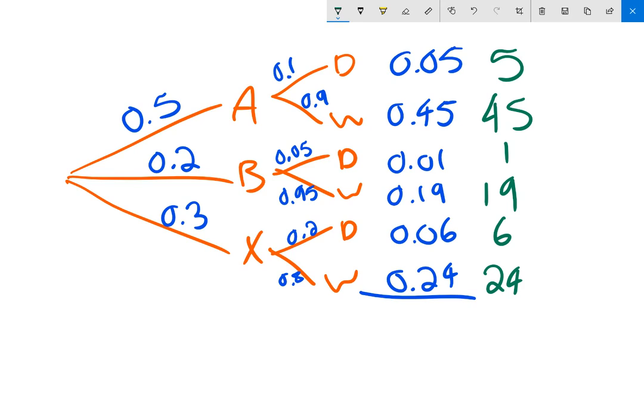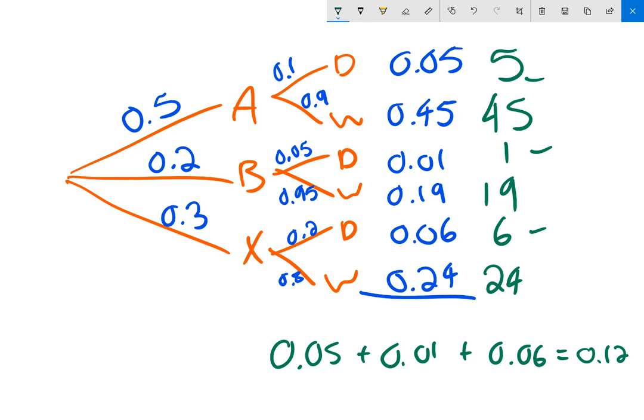So this person has a defective CD. If you count up all the defective CDs, you would have 5, 1, and 6. If you do the decimals, 0.05 plus 0.01 plus 0.06 is 0.12. But if you count up the CDs, 5, 1, and 6, that's 12 CDs, right? So think of it like that. There are 12 defective CDs.